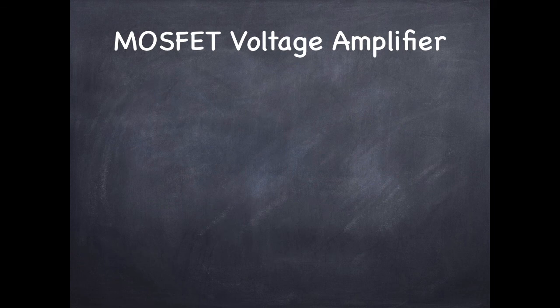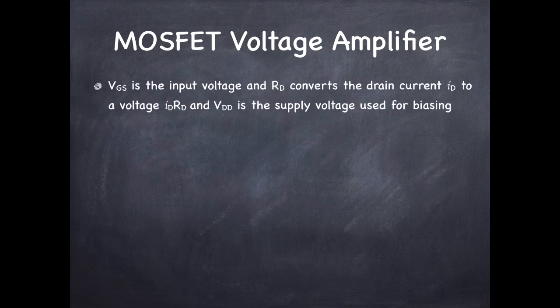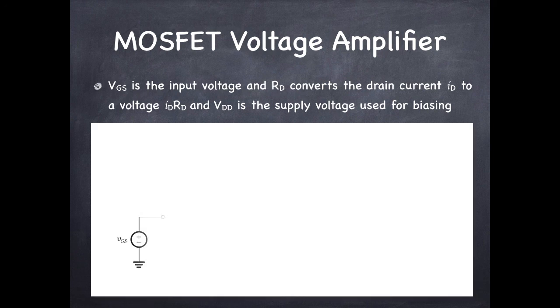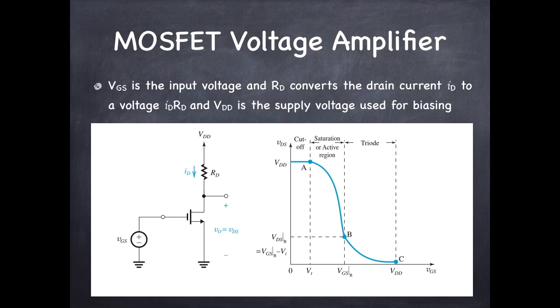So how do we convert this transconductance amplifier into a voltage amplifier? The simplest way is to pass the output current through a resistor and take the voltage across this resistor as the output. When we do this for a MOSFET, it results in the amplifier circuit as shown in this figure.